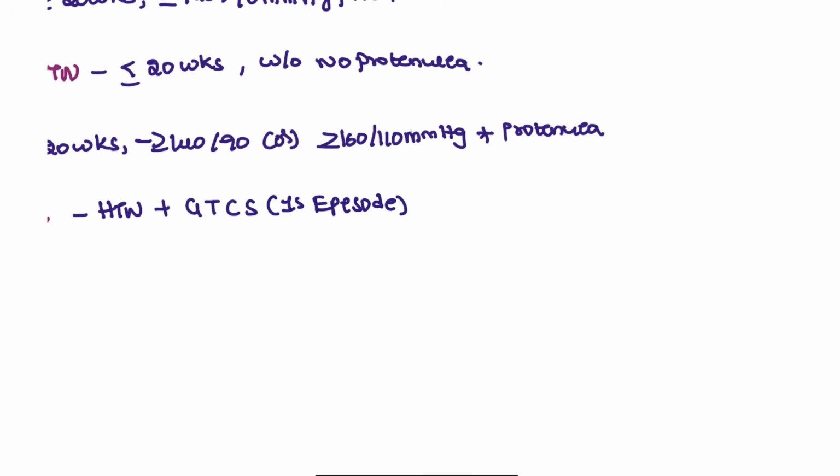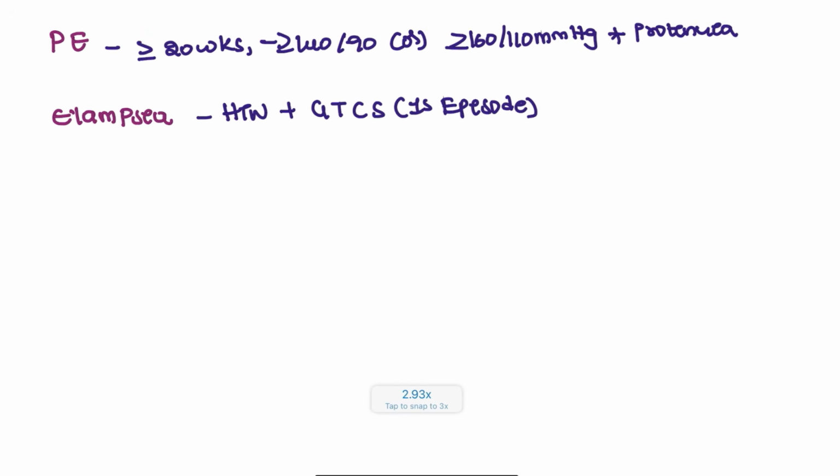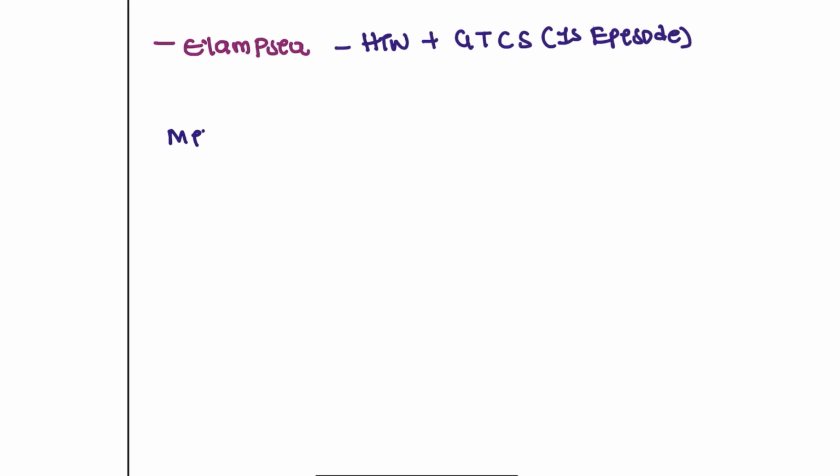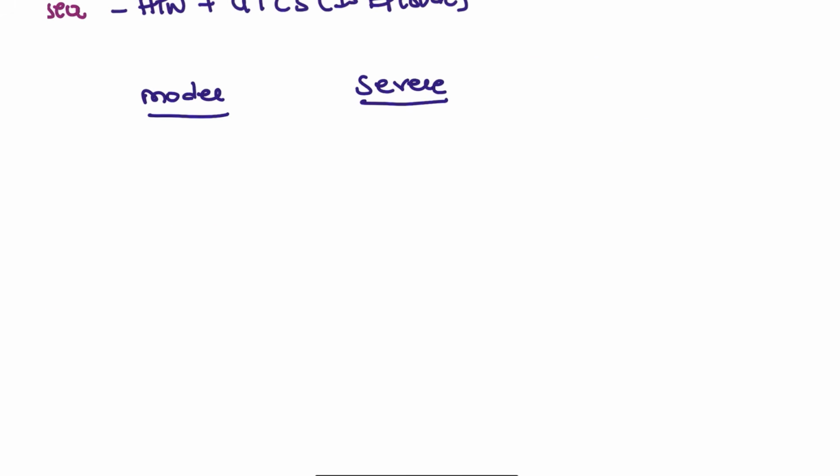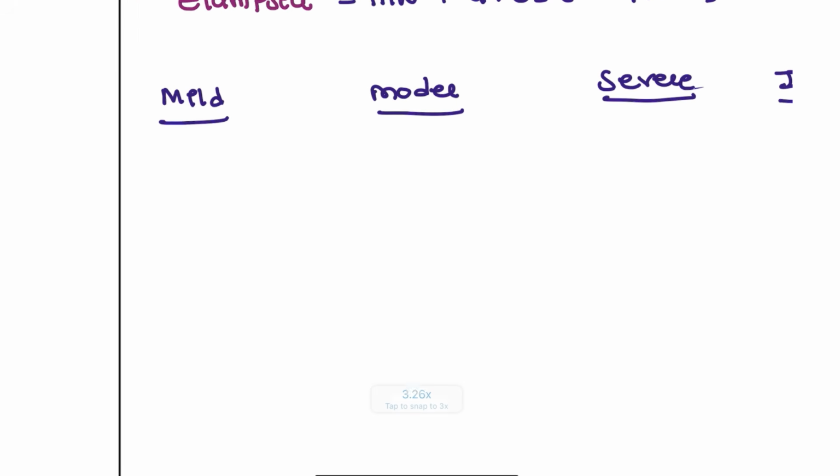Next, how can we differentiate mild, moderate and severe? And there is also a newer definition, impending eclampsia. What are the impending signs? In mild disease, there is only BP of 140 by 90 mmHg. Fortunately, there is no proteinuria.